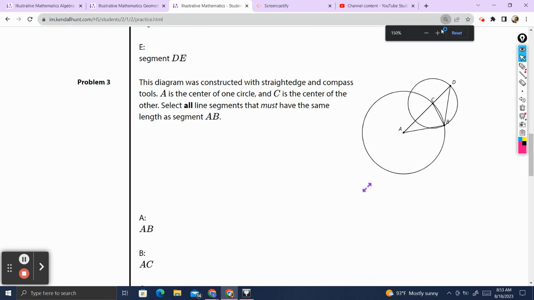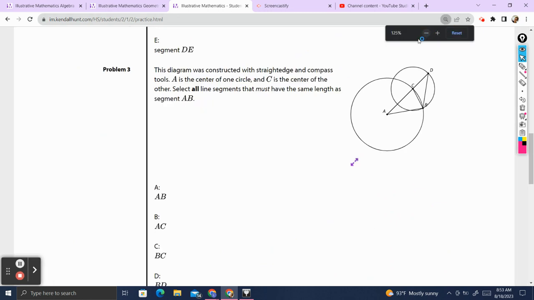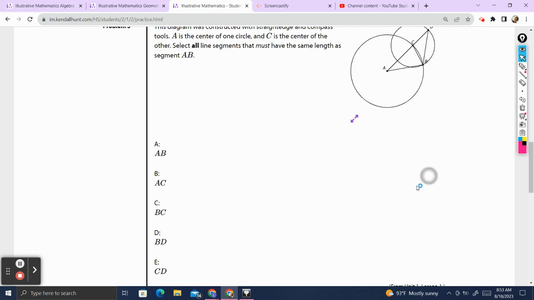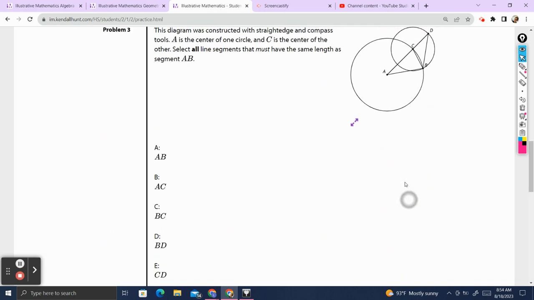All right, let's zoom out a little bit so we can get all the answers on the same page. The diagram was constructed with a straight edge and a compass tools. A is the center of one circle, and BC is the center of the other. Select all the line segments that must have the same length as segment AB. So I'm looking at my circle over here, and I'm seeing that AB is a radius. So I find myself another radius right over here, and I say, AC has to be the same length as AB.